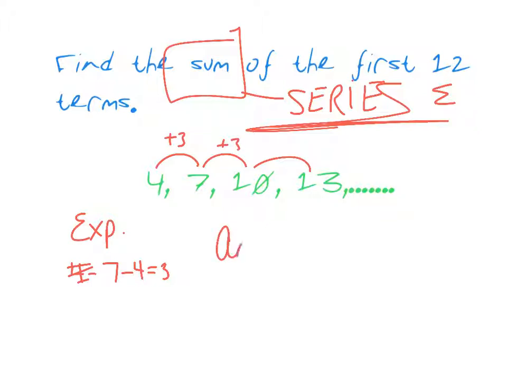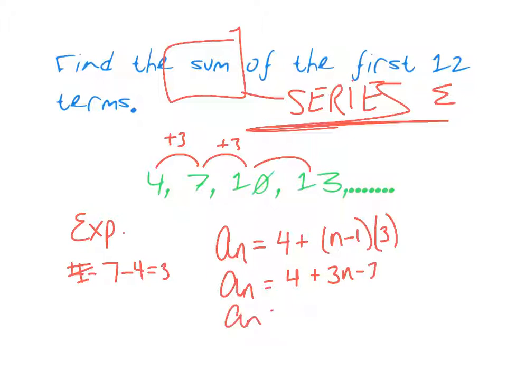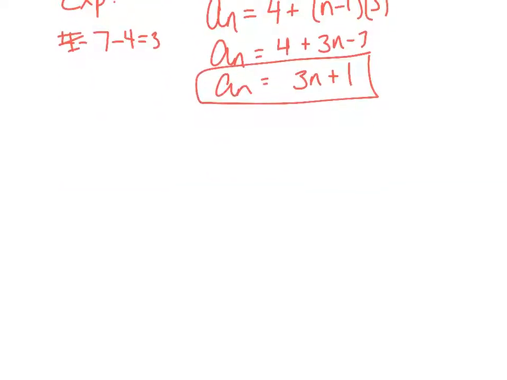So I can use the formula off the sheet, a sub 1 plus n minus 1 times the difference of 3. And I'm just going to clean that up. So a sub n equals 4 plus 3n minus 3. A sub n equals 3n plus 1. Now that you have the explicit, you can put that into the summation notation, and it wanted the first 12 terms. So I'm going to find the sum or add term 1 to 12 of what? You're not putting an equal sign in here, you're putting the explicit rule, which is 3n plus 1.